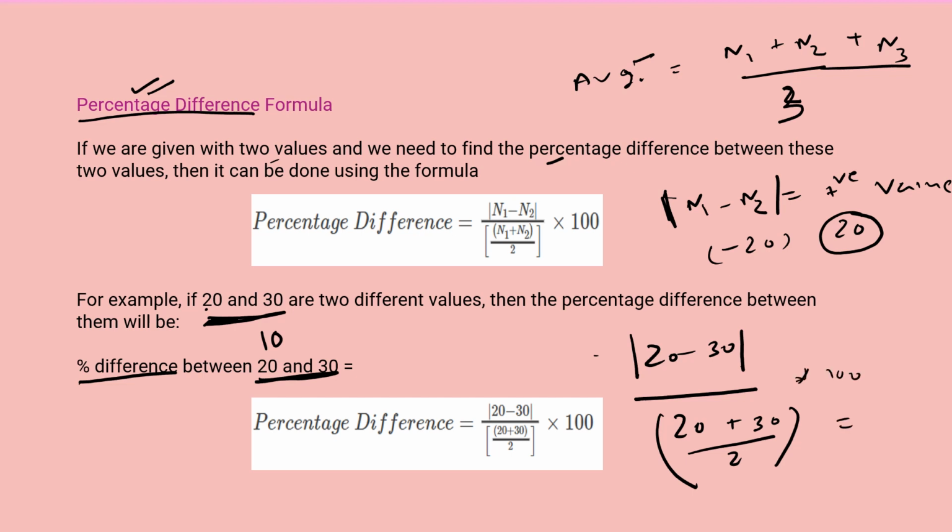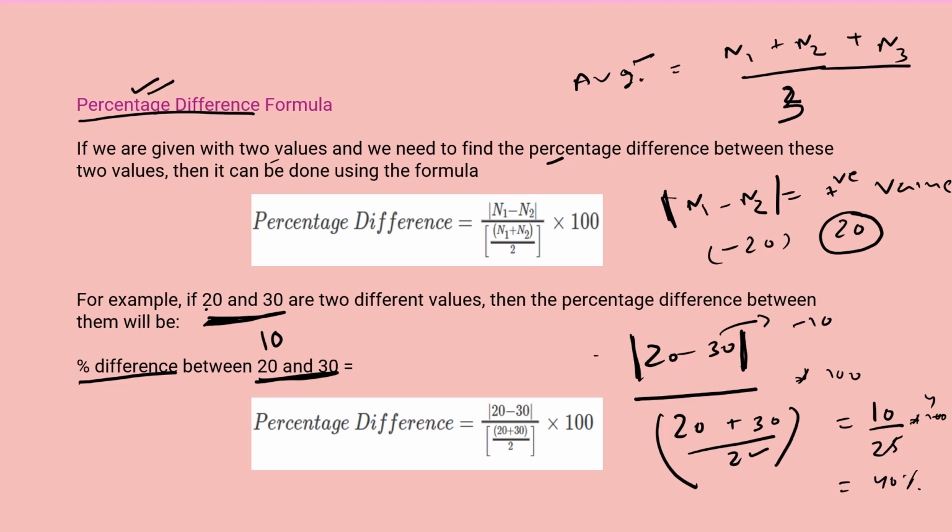So this is coming out to be minus 10, but since there is a modulus symbol here, we will read it as 10 only. So it is 10, then 20 plus 30 is 50, and if you divide it by 2, we get 25, and then we multiply it by 100. So 10 over 25 is 4 by 10, and it would be 40 percent.